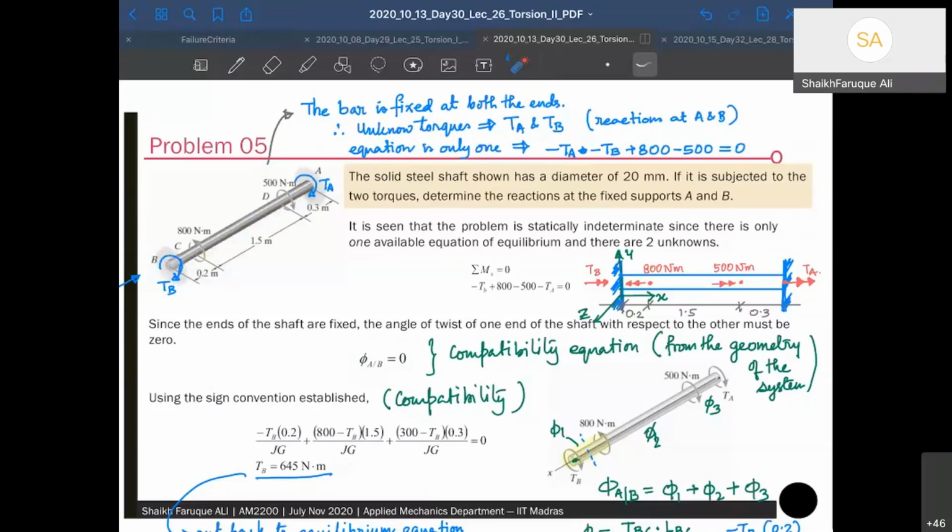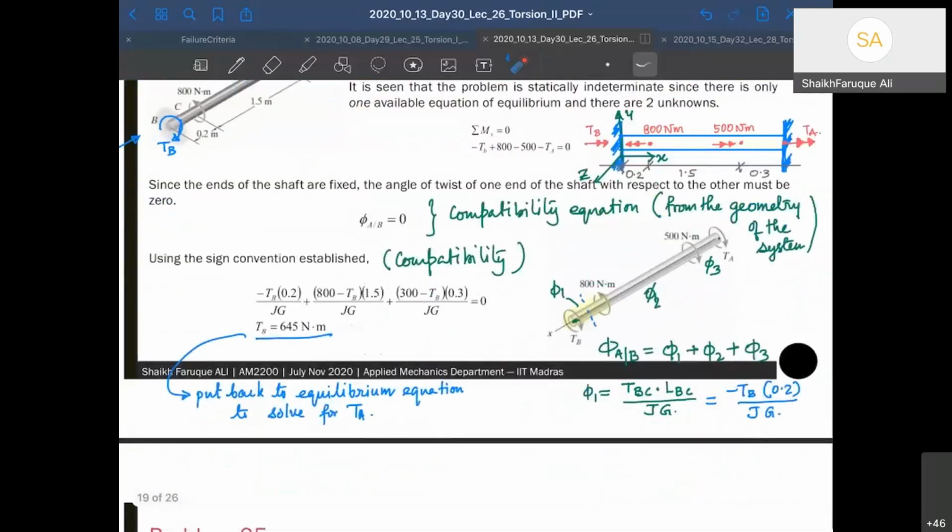Okay, so yes, we need a compatibility equation, and the compatibility equation comes from the deformation at A with respect to B being 0. I have written with respect to B because I have to calculate phi of A with respect to B. Or I have to calculate phi of B with respect to A. I have to calculate either of them and put them equal to 0.